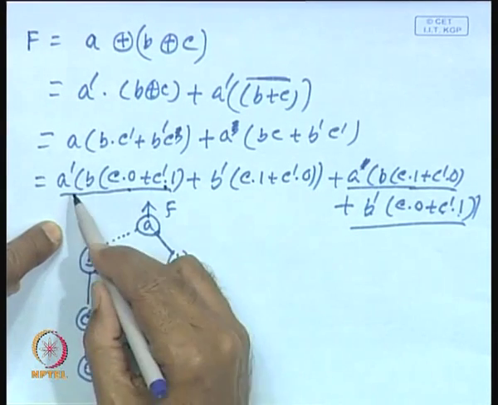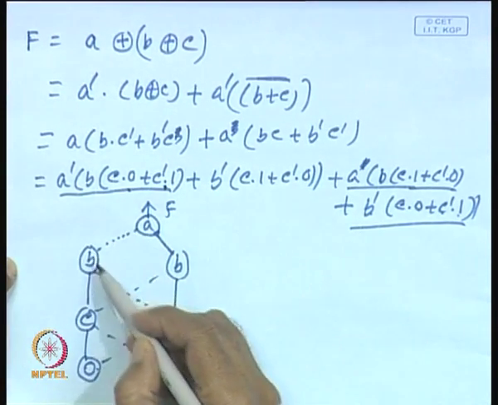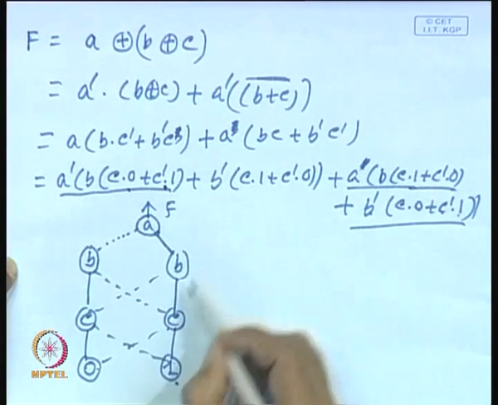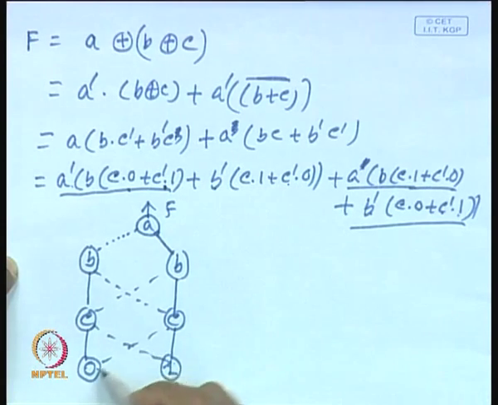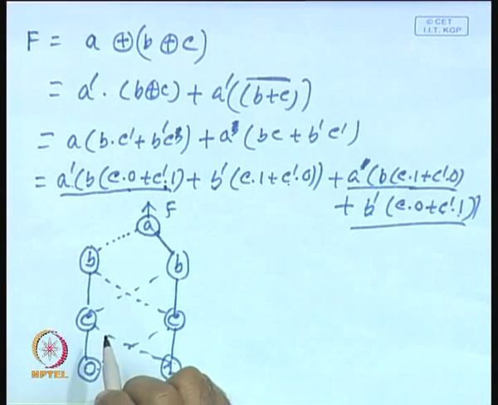Similarly, A bar B bar, this is A bar, this is B bar, C goes to 1 and C bar goes to 0. So, that completes the VDD. Okay, so this is how you can generate a VDD for any given function.